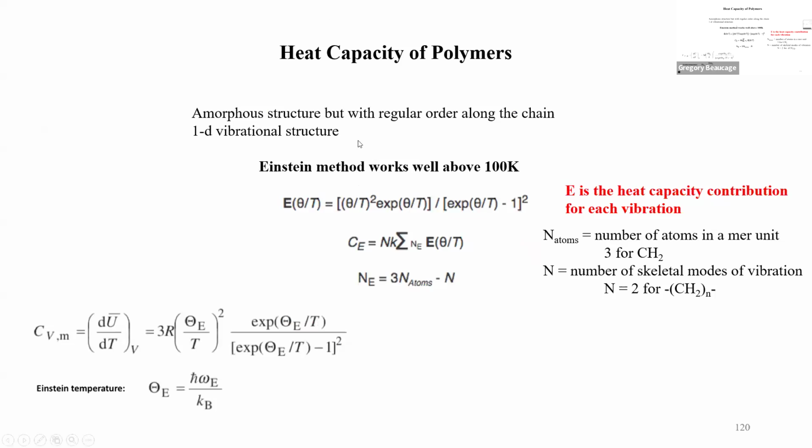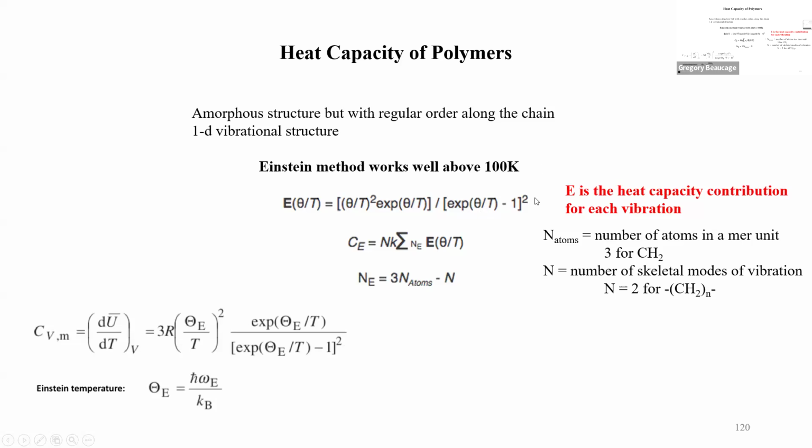Anyway, so basically what they're saying, if you think about the chain, it's just like in the Einstein model, you have the beads and the springs. So basically they just say, oh, you can use the Einstein model for a polymer chain. And they say, yeah, that's true until you get to low temperature, then you need to use the Debye model. That's the theme of this.